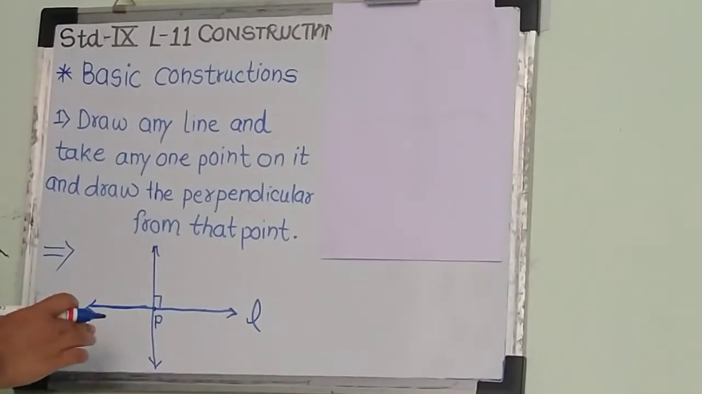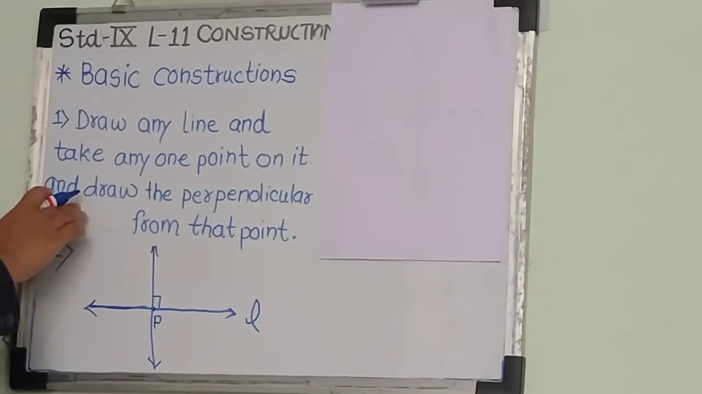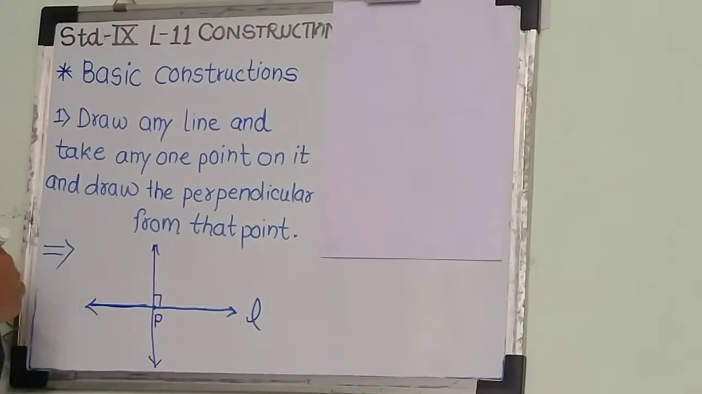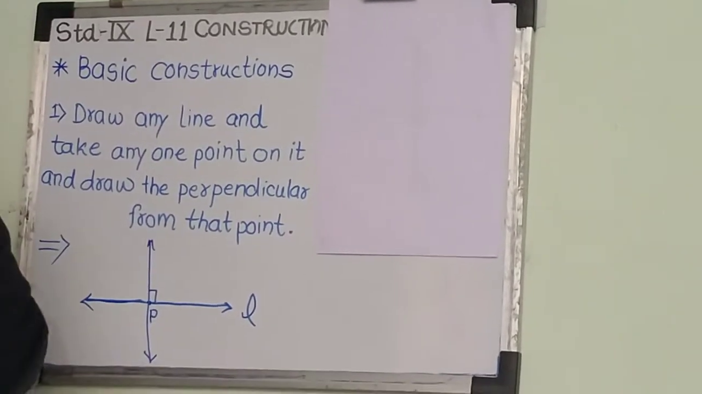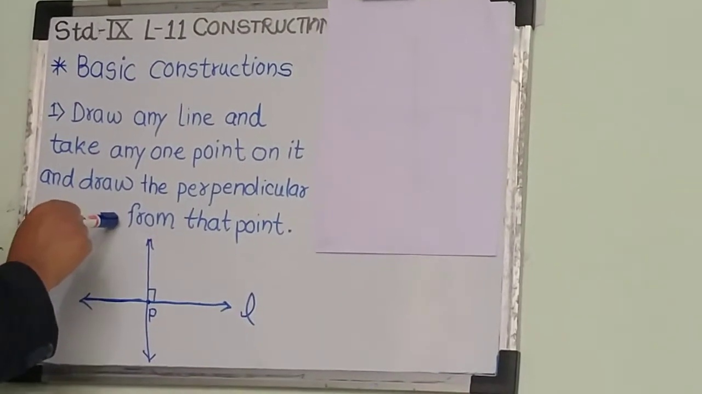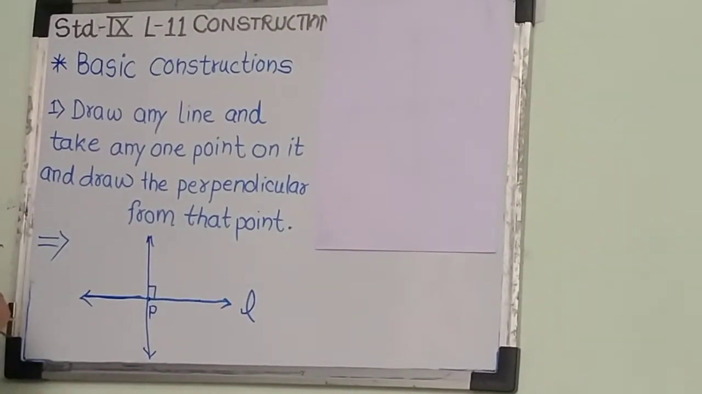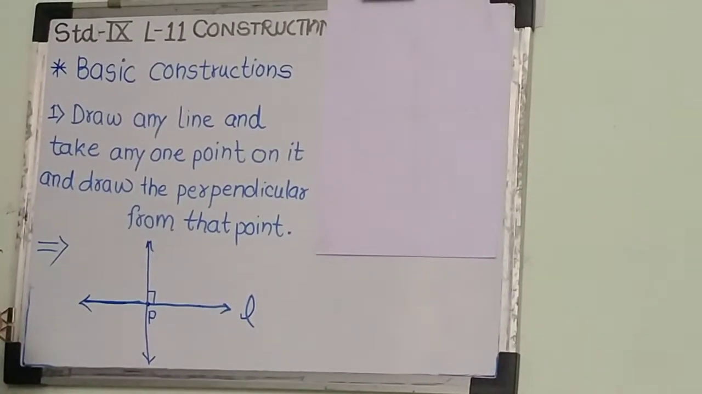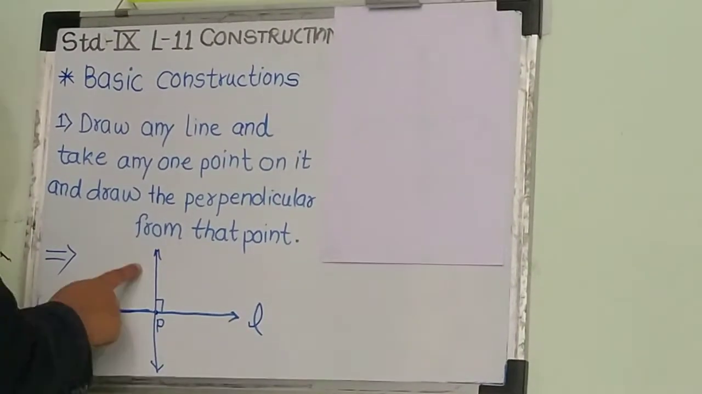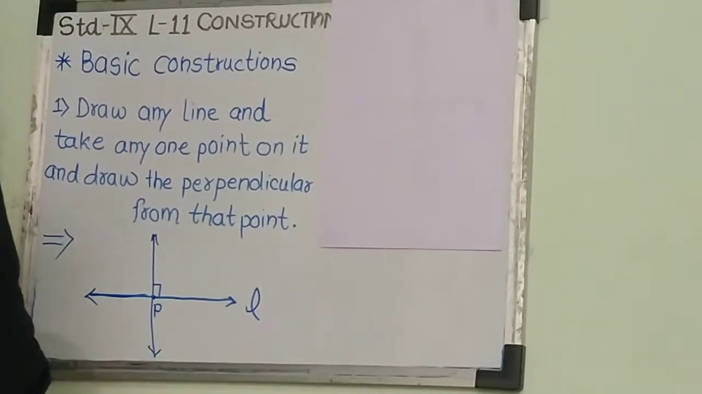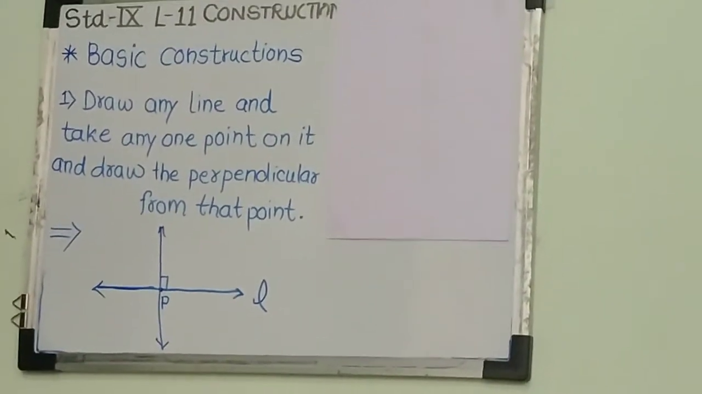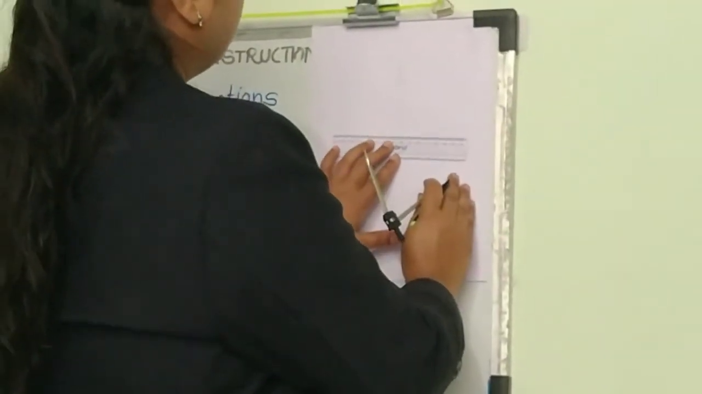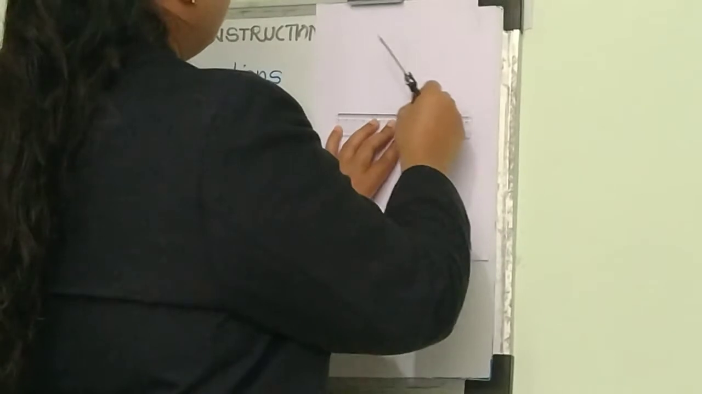You are going to construct this basic construction by using scale, pencil and rounder, because if you draw with pen in the exam you will get 0 marks. So for the construction you are going to draw only with the help of pencil. So let us start. First construction, how we are going to draw. To draw any line, first I am going to draw here any line L.